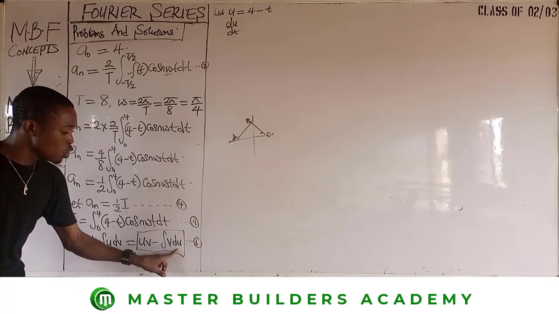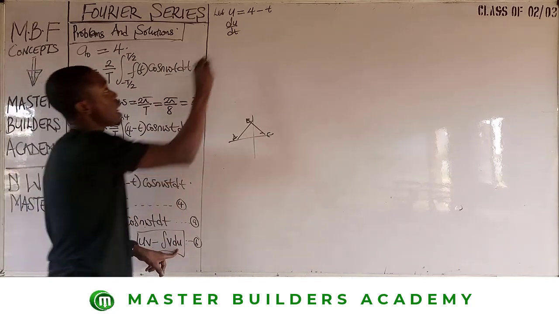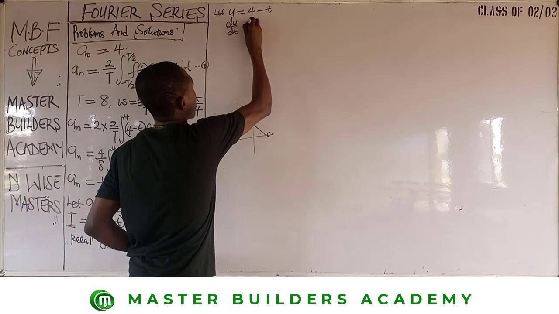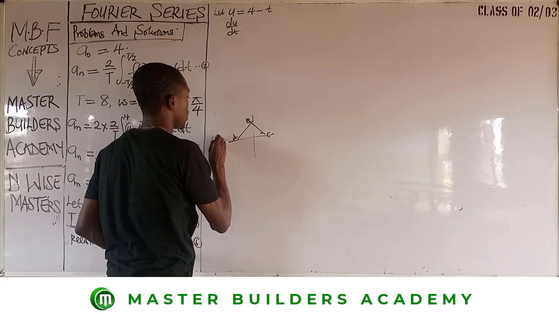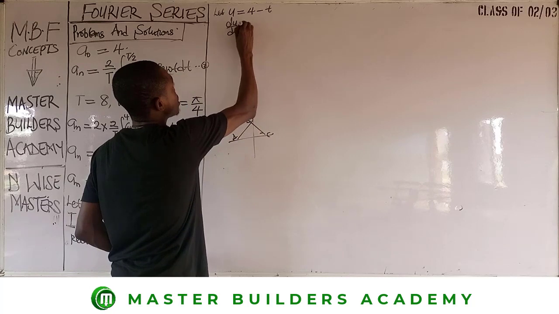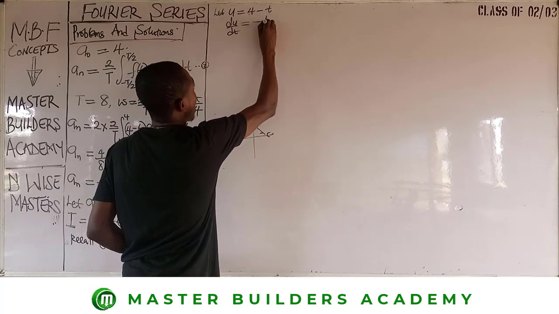Then, this is my du, so I'm differentiating this now because I want to obtain du. If I differentiate a constant, I will have 0. And if I differentiate minus t, I have 1.